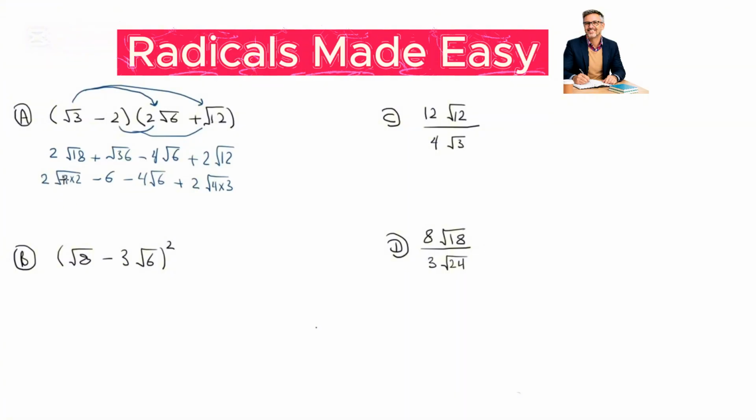Now here the square root of 9 is 3. We multiply that into 2, we get 6 root 2 minus 6 minus 4 root 6, and I just noticed that's a plus right there, so I should have written plus there. And now root 4 is 2 times 2 is 4, so that's going to be plus 4 root 3.